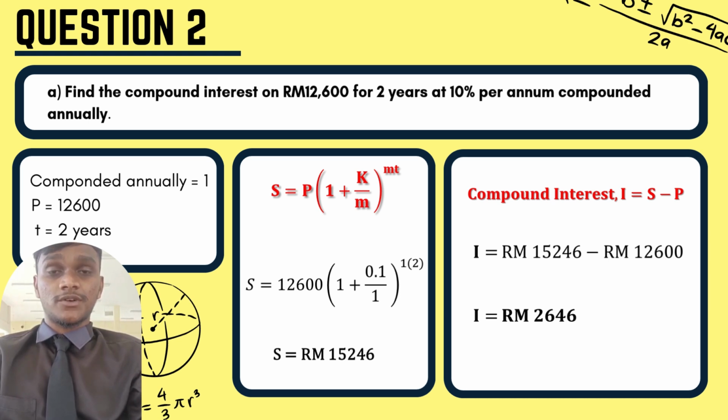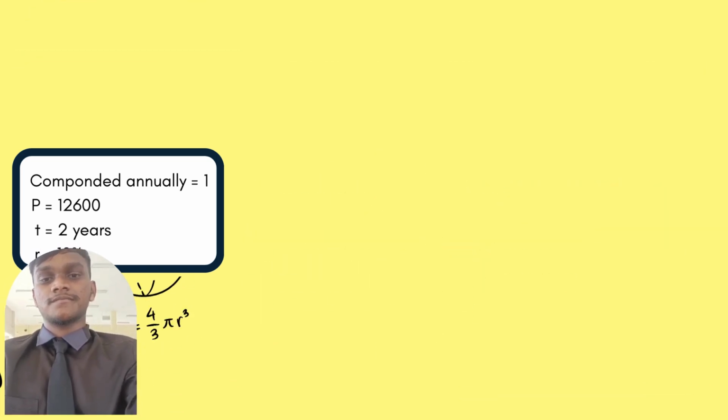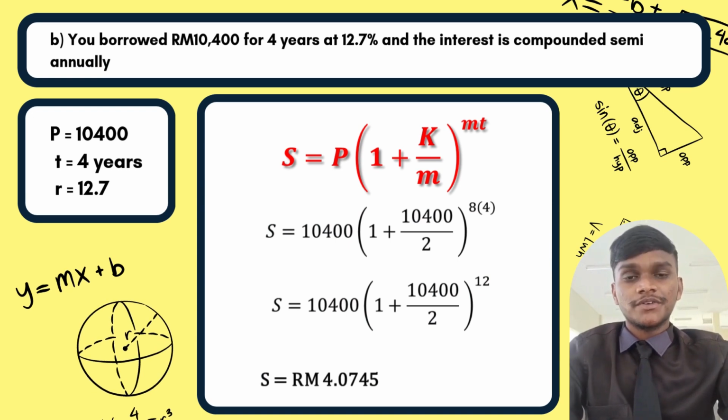To find the compound interest earned, we subtract the original principal from the total amount. Interest equals sum minus principal equals 15,246 minus 12,600 equals 2,646. Therefore, the compound interest earned over 2 years is 2,646.